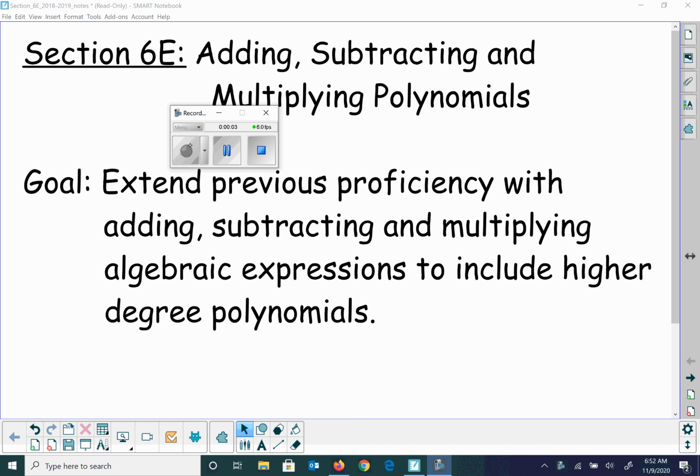Accelerated Algebra 2 here. So these are the inputs for 6E. We're going to be adding, subtracting, and multiplying polynomials.